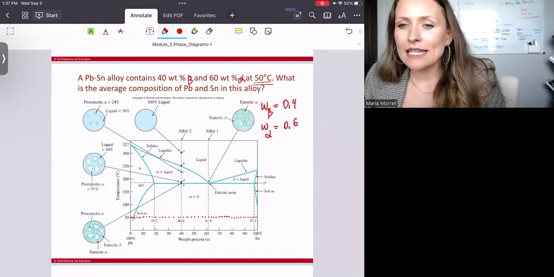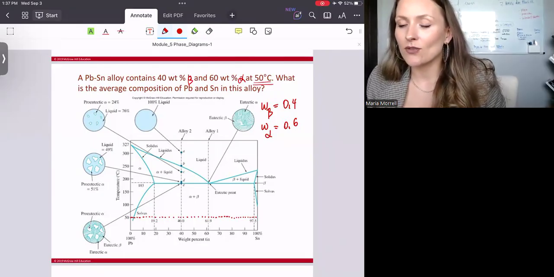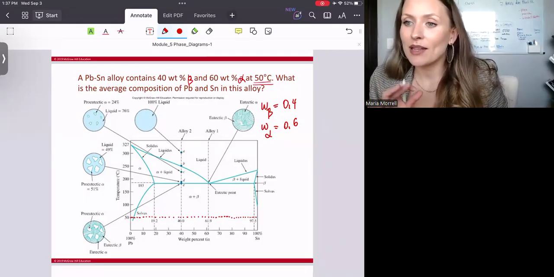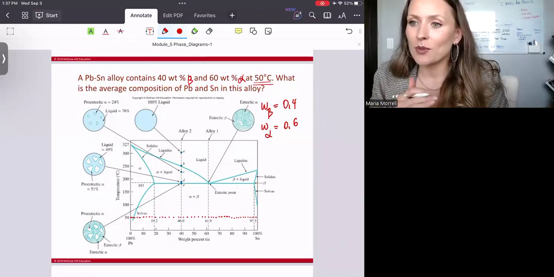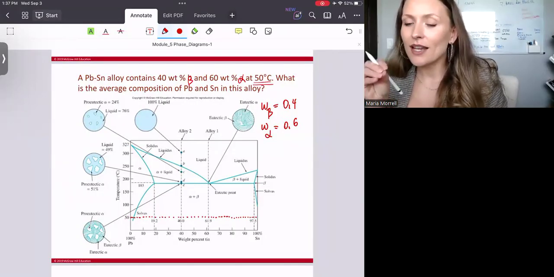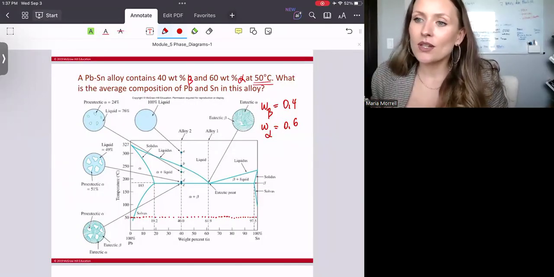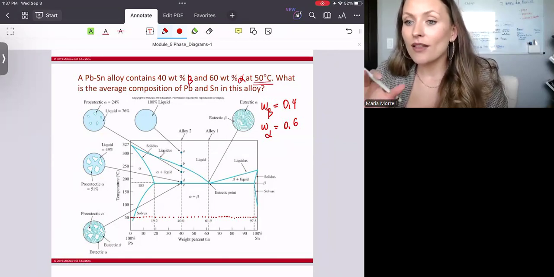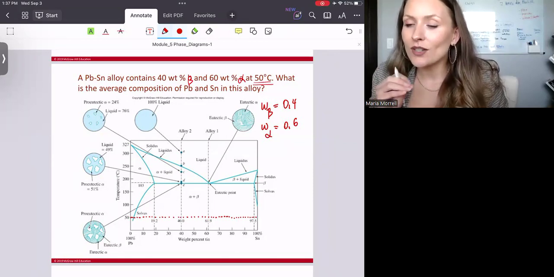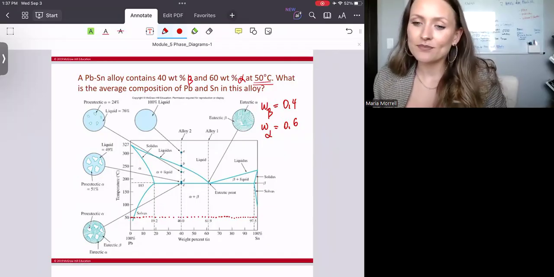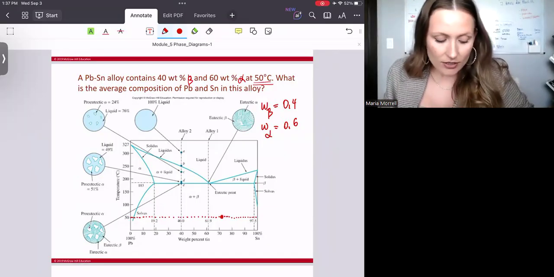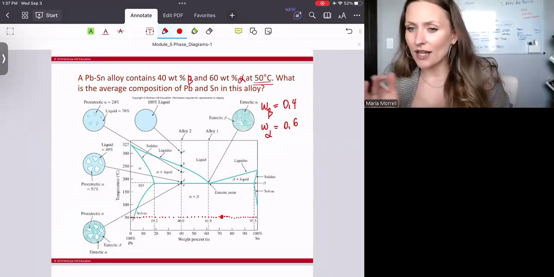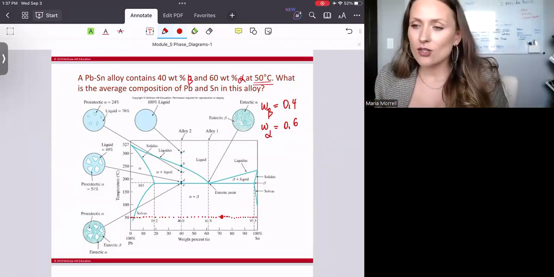Now the question is, what is the average composition of lead and tin in this alloy? This is a really cool question, right? So for the first time, we're flipping the question. Typically, we're given the average composition, we're given the temperature, we find the intersection, and from that point on, we start doing the entire phase analysis. Well, this time, we actually don't know that point, and we need to find that point. Well, the point could be here. Actually, we don't really know where exactly that point is. But I do have a suggestion for you.